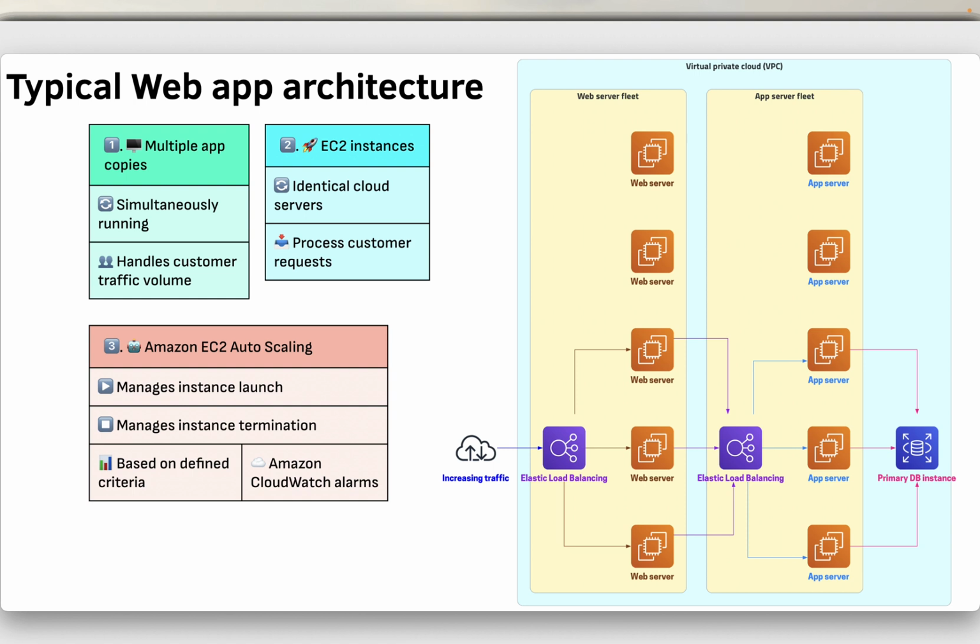Amazon EC2 auto scaling manages the launch and termination of EC2 instances based on defined criteria, such as Amazon CloudWatch alarms, automatically adjusting the number of active instances.